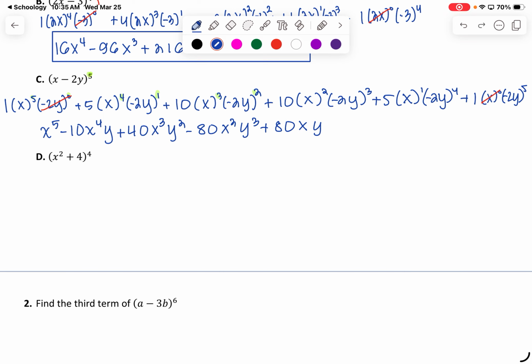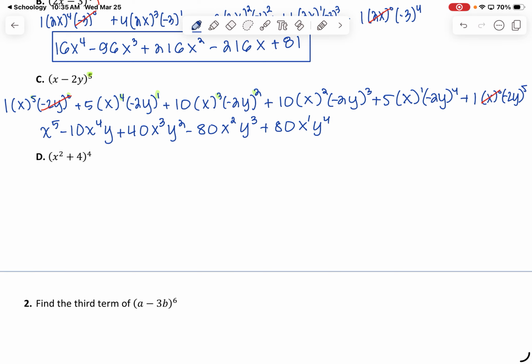That doesn't add to 5, so what did I make a mistake? X squared. This was x cubed. This was y squared. What did I do? I'm on the wrong one. 5, 4, 3, 2. I was right the first time. 2, 3. I'm at 1 here. 1, 4. There we go.